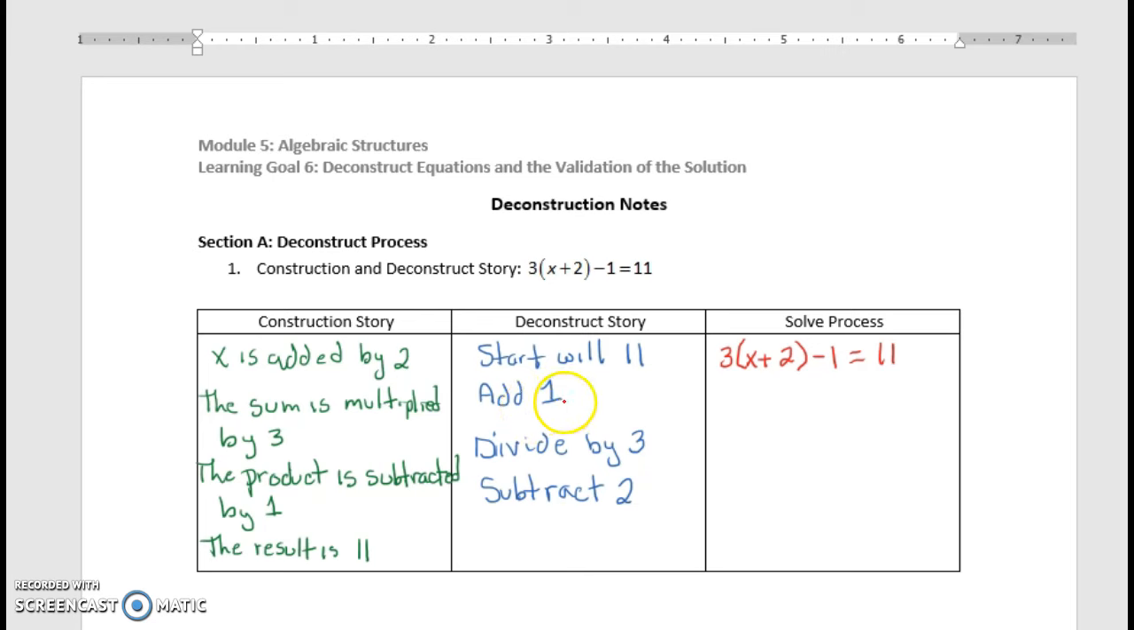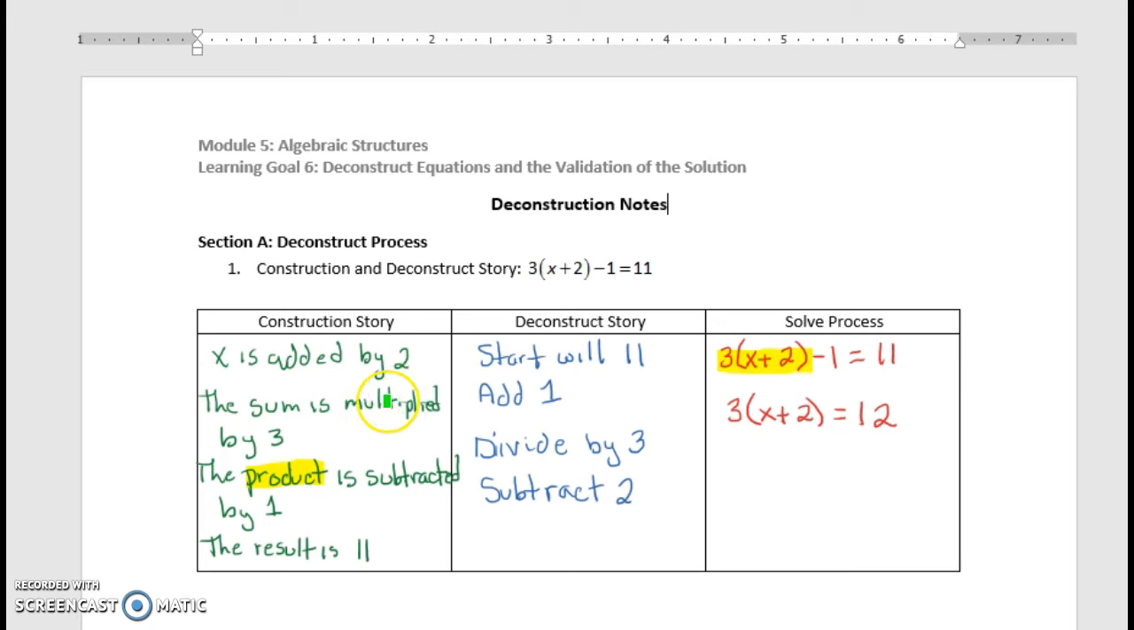It says to add 1. So when we add 1, if we look over here, we are left with a product. So this product, which is this piece right here, is what's left when we add 1. So when we add 1, we know that the product is left. And if I add 1 thinking about our webs, we know that that product has to equal 12. So then our next piece is to divide by 3.